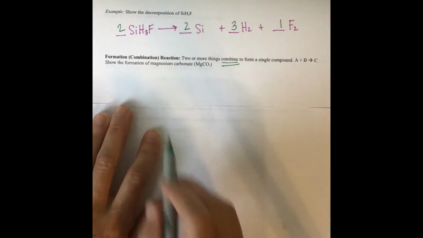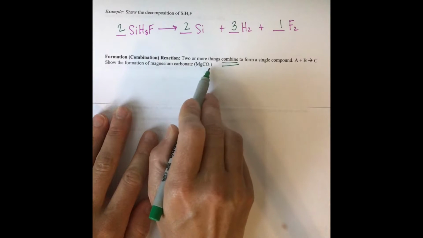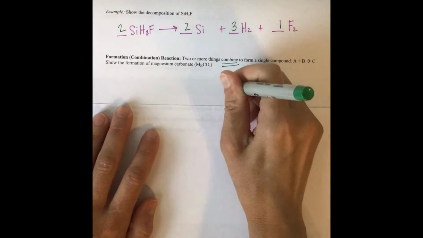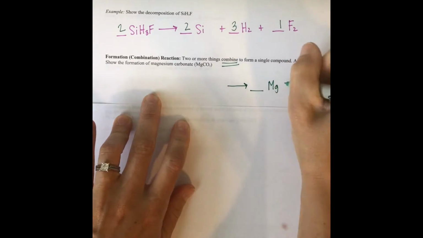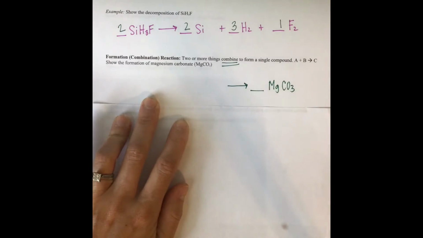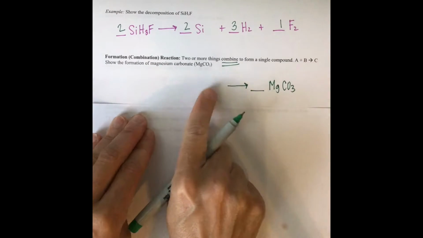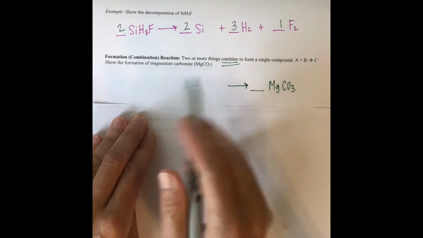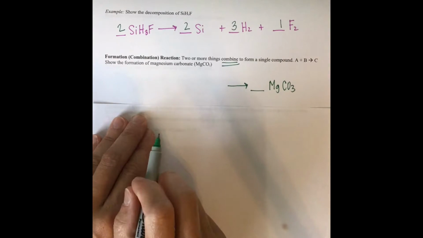So it says in this one, we want to show the formation of magnesium carbonate, MgCO3. So we know that we are making MgCO3. And we're going to make that by using the individual elements, magnesium, carbon, and oxygen. And they're going to combine together to form magnesium carbonate.